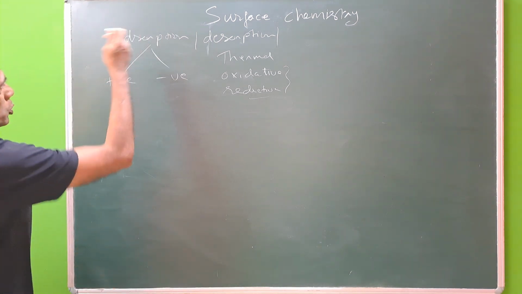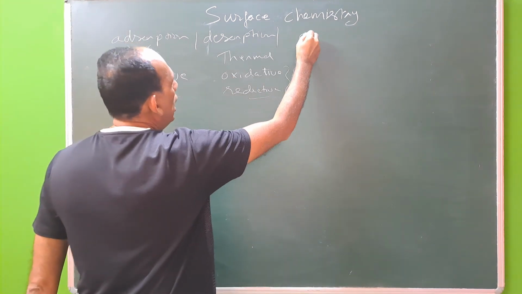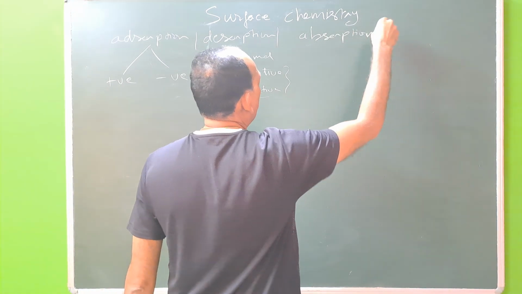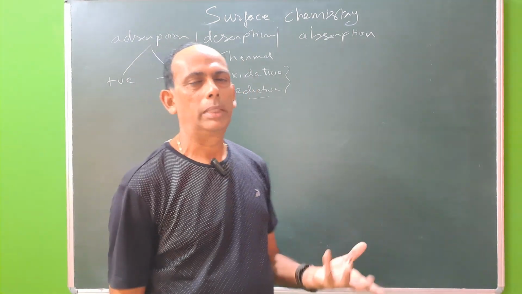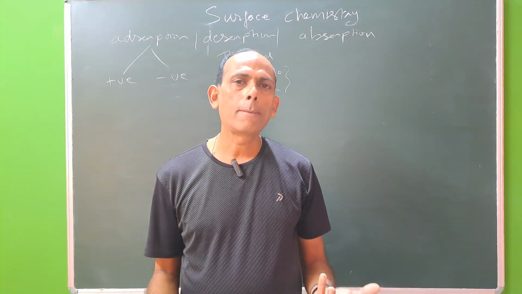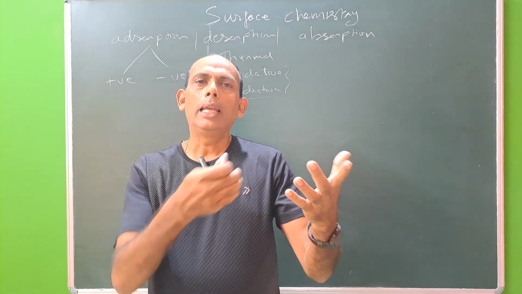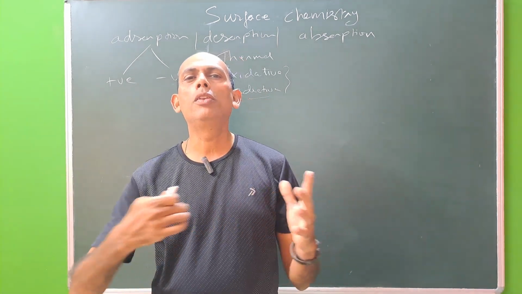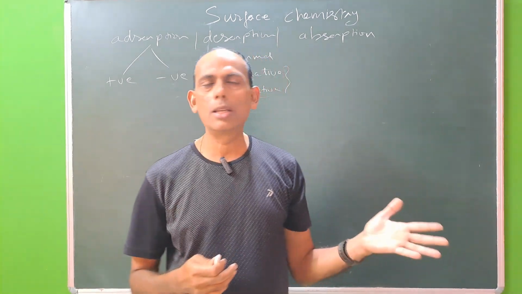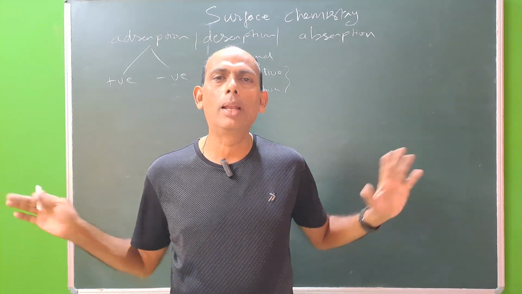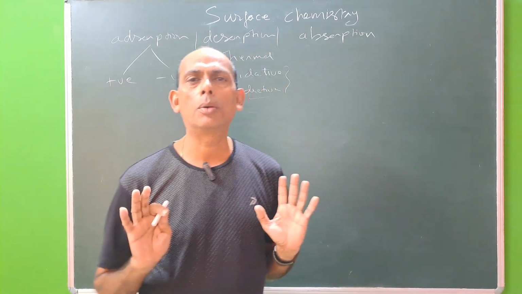Then there is another one called absorption. And it's a very straightforward word. But the technical meaning is like this. The concentration of adsorbate inside an adsorbent is uniform. It is not high on the surface and low inside. It is uniform throughout the bulk. That's it. And that is called absorption.